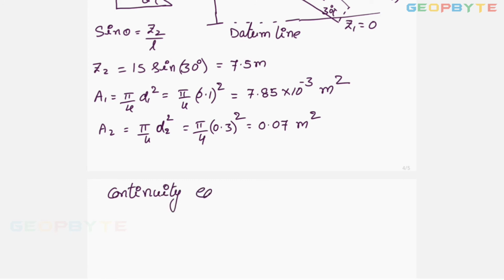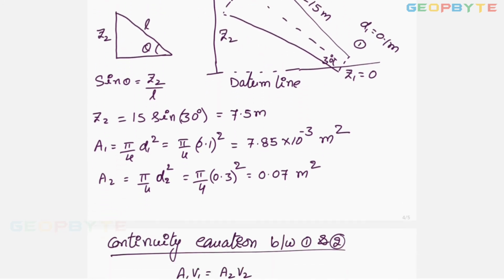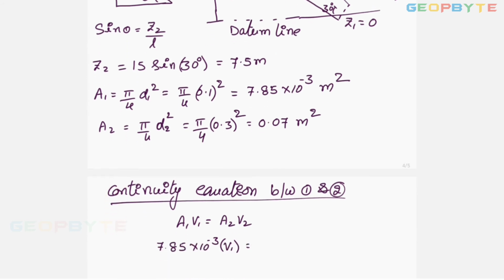Continuity equation between 1 and 2: A1 V1 equal to A2 V2. Here A1 is 7.85 into 10 raised to minus 3. V1 is given, 2 meter per second. A2 equal to 0.07.